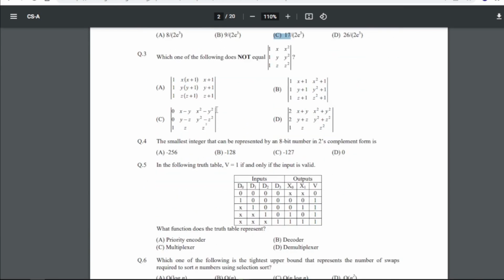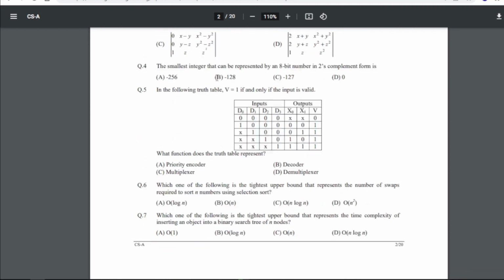Now the question number 3 is, which one of the following is not equal to this? So we have to find which is not equal to this. Once you solve this, you will start eliminating other options. So in that way you will get the answer as A. So A is basically not equal to this expression.